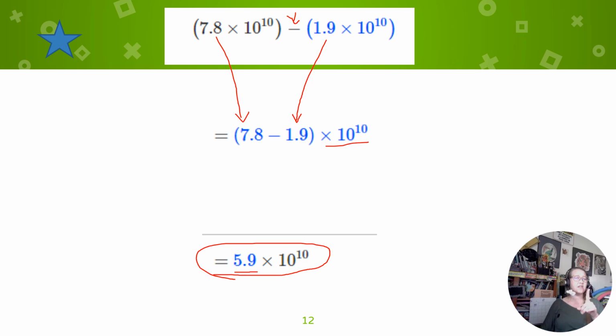Last thing you definitely want to double check though is that your answer is in scientific notation. So you need to look at that rule. Is it greater than 1 but less than 10? All right, so is our number 5.9 greater than 1 but less than 10? Yes, it is. Our answer is in scientific notation.